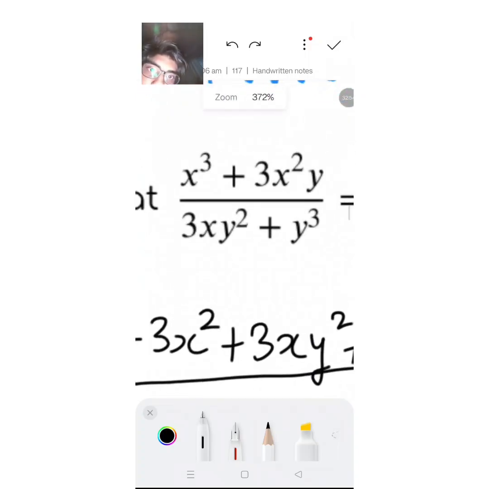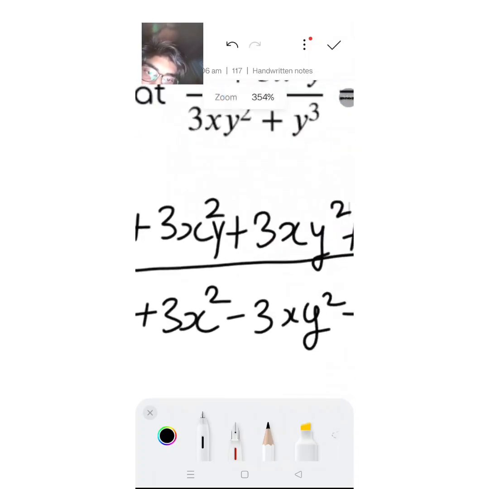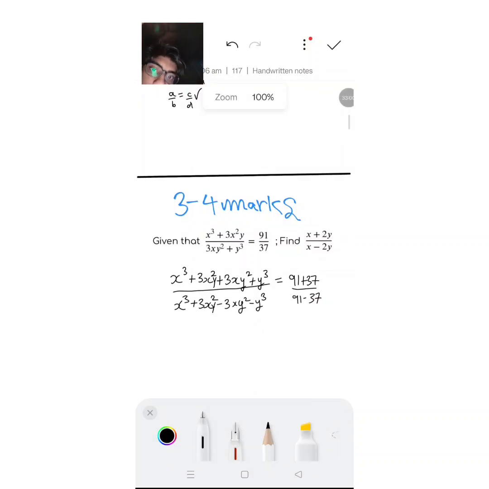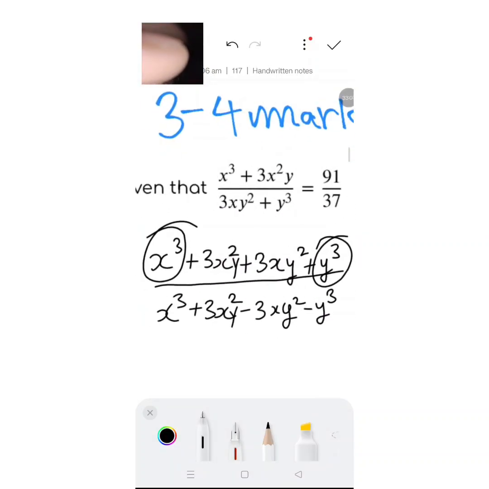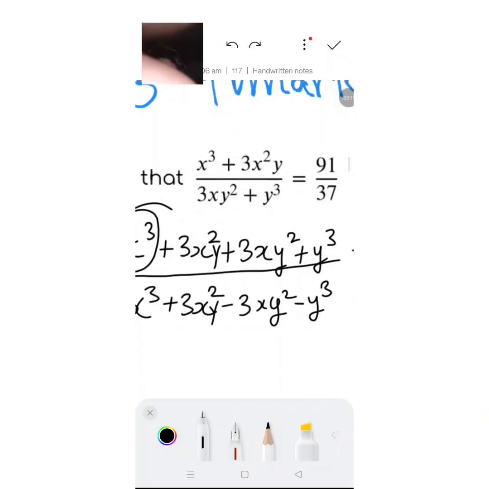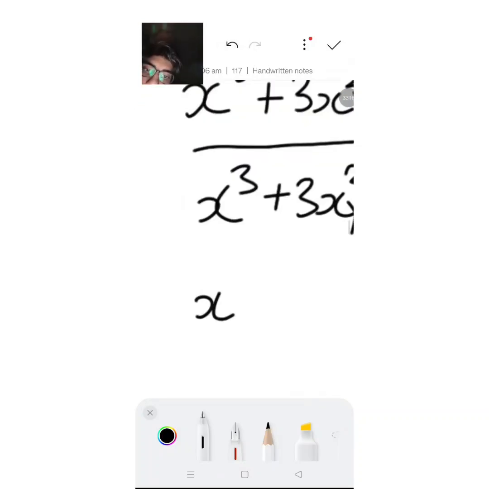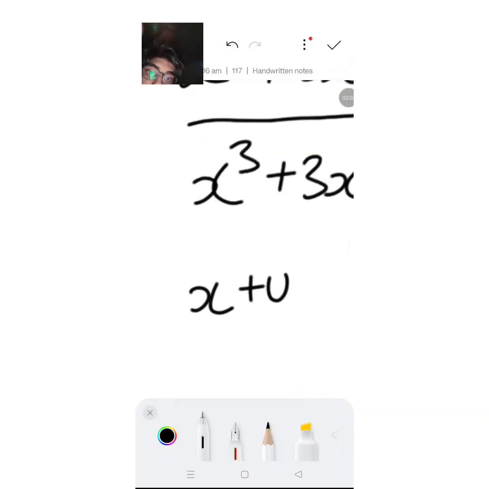Wait, sorry, this is 3x squared y. I don't know why I didn't write that. Again, my sincere apologies. So, x cubed plus y cubed plus, if you take 3xy common, you have, again, x plus y. This is an identity, right? The x cubed plus... x plus y whole cubed, my bad, x plus y whole cubed.